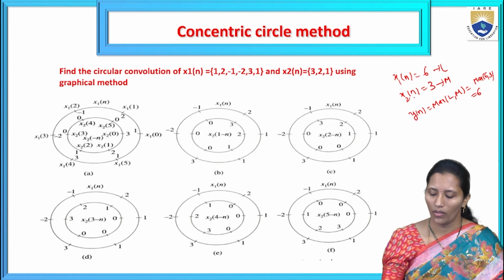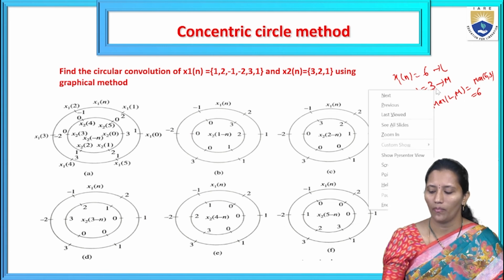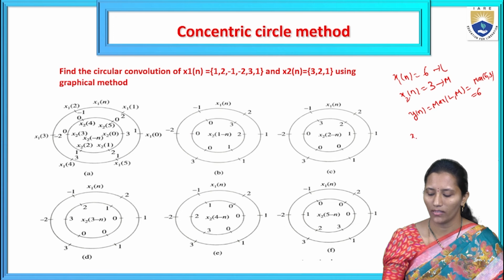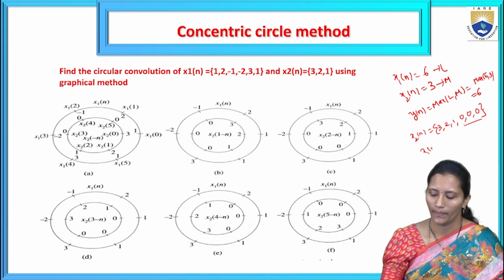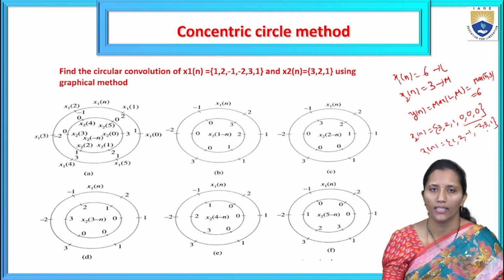To perform circular convolution, both sequences should be made equal. In x2 of n, there are only 3 samples. We make it 6 samples by adding zeros. So x2 of n is 3, 2, 1, and we add 3 more zeros by zero padding. So we make the lengths of the two sequences equal. That is x1 of n: 1, 2, minus 1, minus 2, 3, 1. Both sequence lengths are now equal by zero padding.